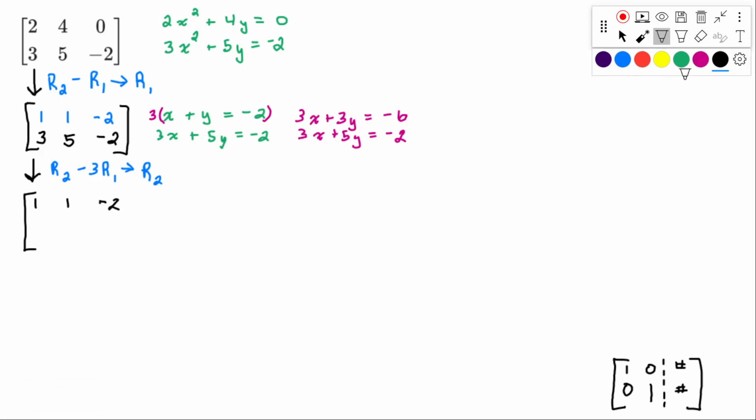The second row, 3 subtract 3 is 0. 5 subtract 3 is 2. -2 subtract a -6 becomes a +4.